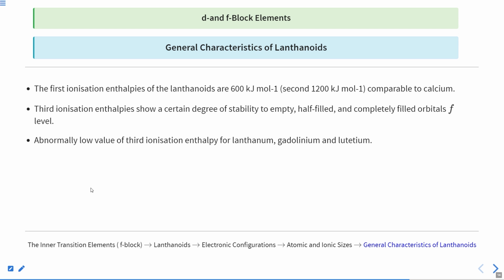Now, if we talk about the first ionization enthalpy, it is about 600 kilojoule per mole, which is in accordance with calcium. So the starting members act like calcium, whereas the end members act like aluminium, if we are talking about reactivity. The +3 oxidation states have a smaller delta H value because they form a stable oxidation state. In addition to that, lanthanum, gadolinium and lutetium show a very low value of third ionization enthalpy. Why is it so? Because they are going to the full-filled or half-filled state.